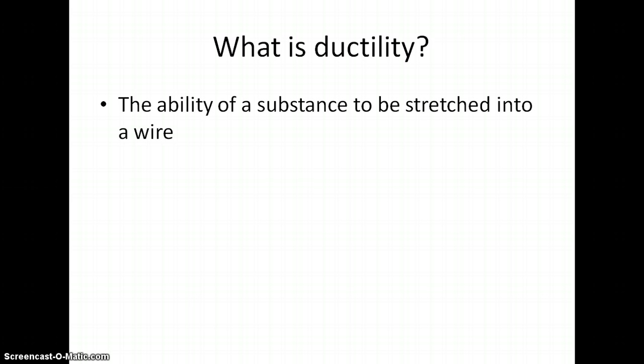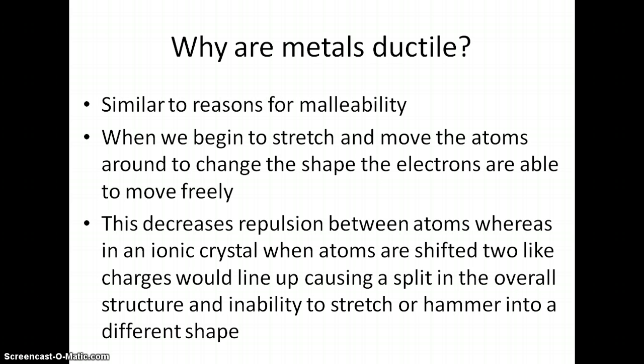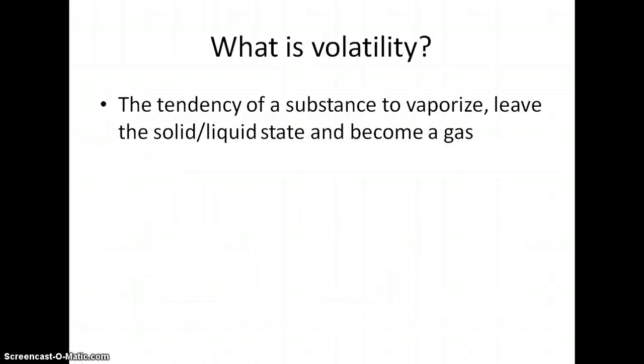ductility is the ability of a substance to be stretched into a wire. Metals are very ductile for the same reasons as malleability. When we stretch and move the atoms around to change the shape, the electrons are able to move freely, which decreases the repulsion and allows us to stretch it into a long wire. Ionic crystals, again, you can't do this because when you shift them, the charges line up and it causes a split in the structure and the inability to stretch or hammer it into a different shape.